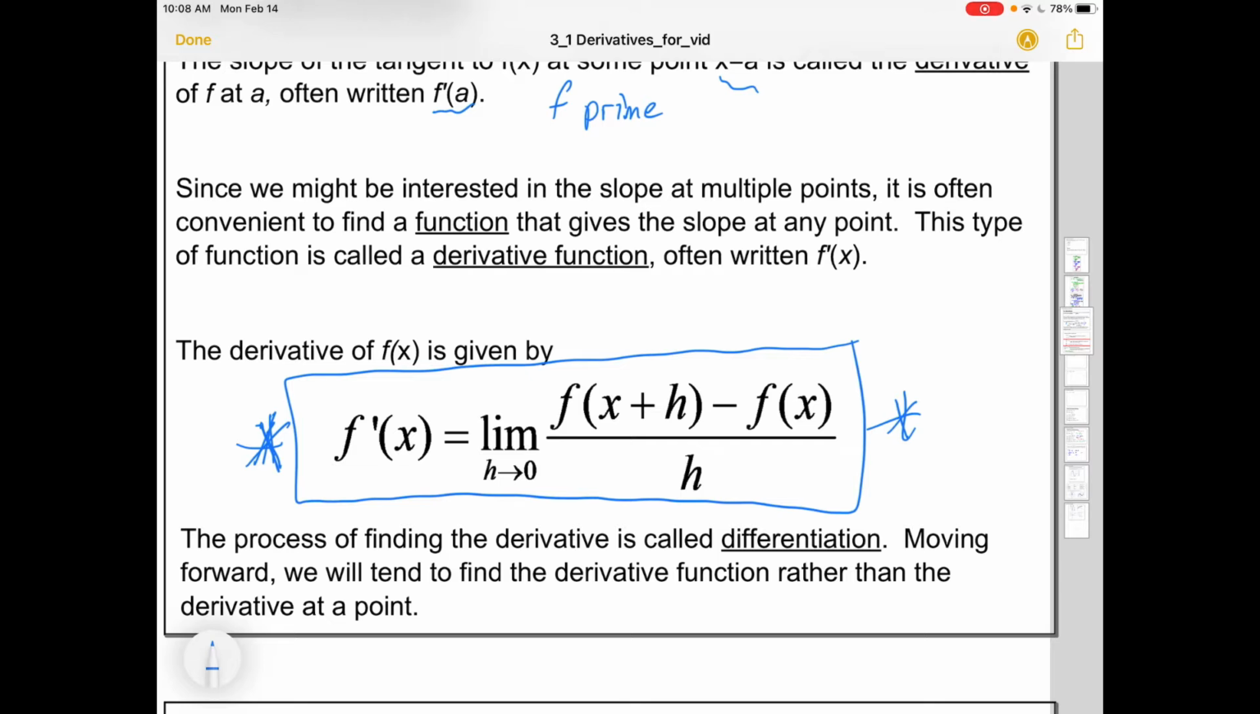Now, here's one thing I want to stress. When you see f prime, you should think slope, okay, or tangent slope. That's what f prime is telling you, or the derivative is telling you. It's telling you about slope.